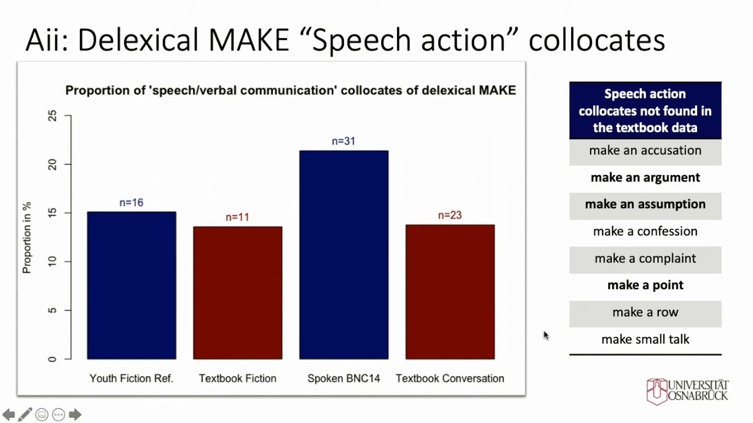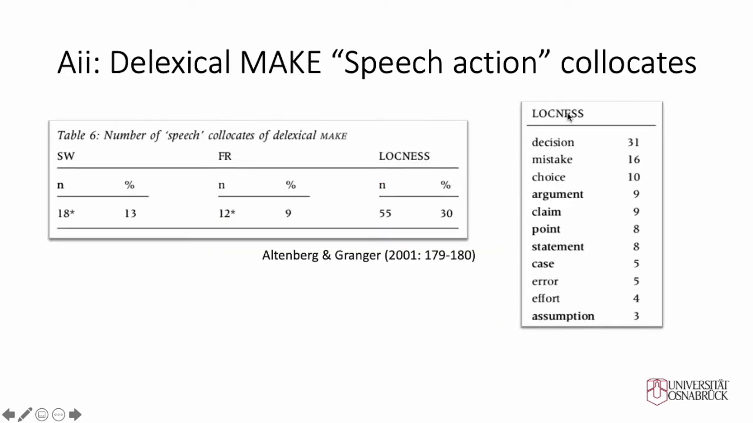These are the proportions of speech collocates of delexical make, fairly similar proportion in the fiction corpora. But if we look at the conversation here, we find that the spoken BNC has many more of those than the textbook conversation. And some of the ones that we don't find in the textbook data are listed here, and some of these were noted as particularly frequent in native speaker writing and infrequent in learner writing.